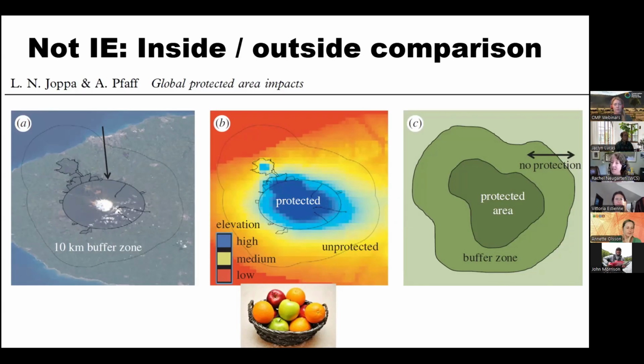In this case, someone literally protected the top of a volcano. This is an example in New Zealand. And so if you compared biodiversity outcomes or impacts on local communities inside the volcano versus outside in the buffer area, there's a lot of other things different, right? There's vegetation differences, the elevation's different. So these are called confounding factors. These are reasons why a simple inside-outside design may not actually give you the result that you're looking for.